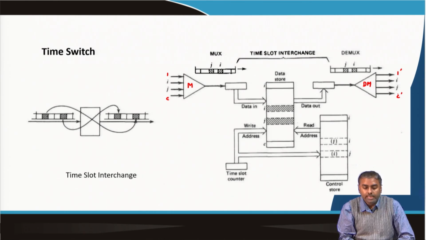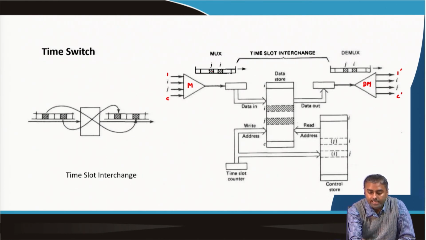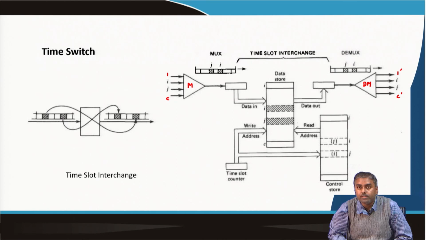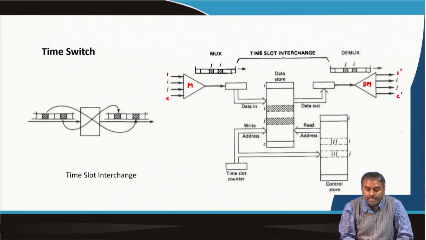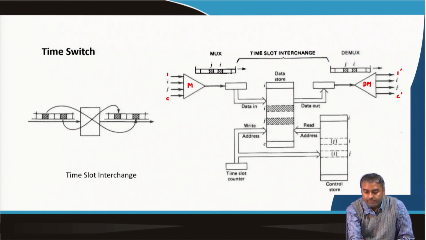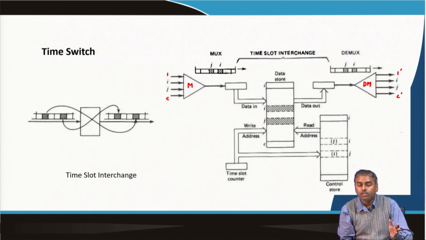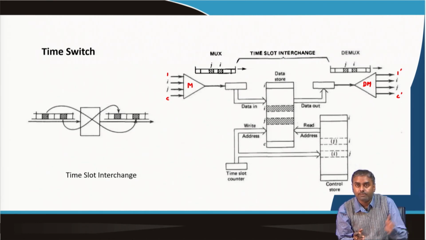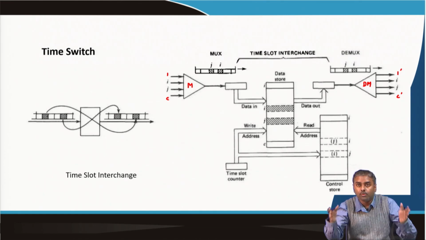So, suppose now you want to switch between the ith and jth locations. So, you want to swap these. This is what you want to do. So, basically what a time switch, or time slot interchange, does is something like this. Whatever data these frames are carrying, because you know the synchronization, you read byte by byte after the synchronization is done. So, you know one frame.